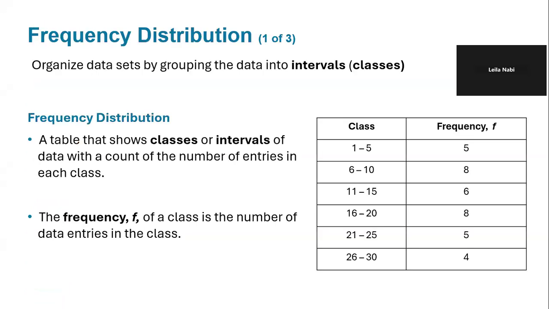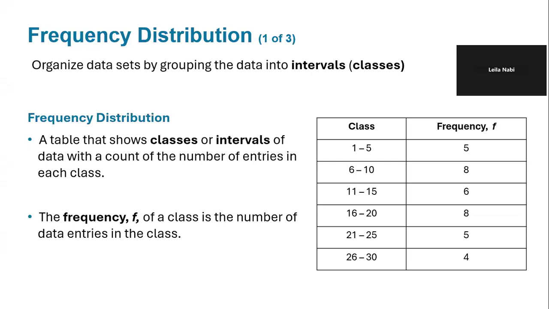Now let's start to talk about the frequency distribution. Frequency distribution is one way to organize the data and put them in groups, especially when we have too many numbers as data values. Since we want to organize the data and we can't have all the numbers in one table, we try to put them in groups. Each group is called a class.